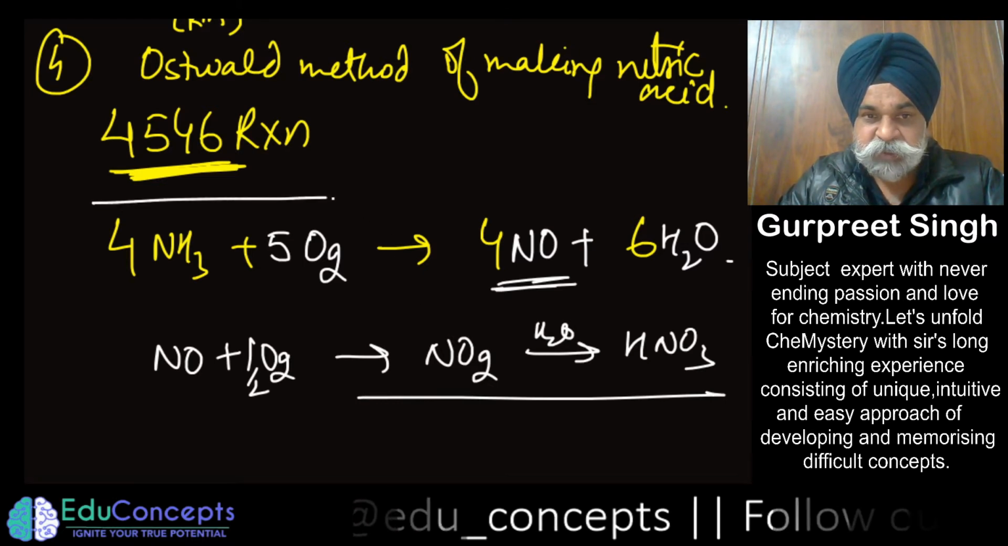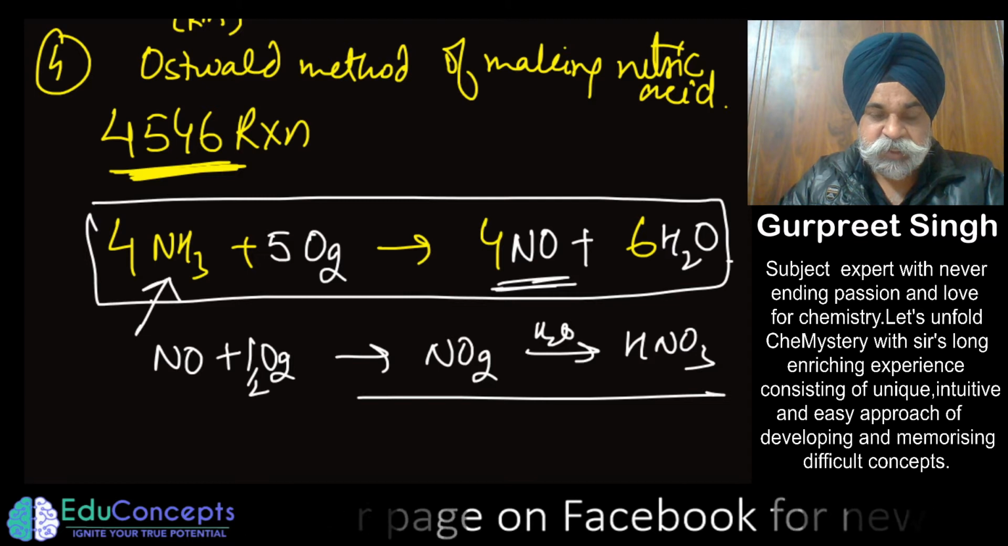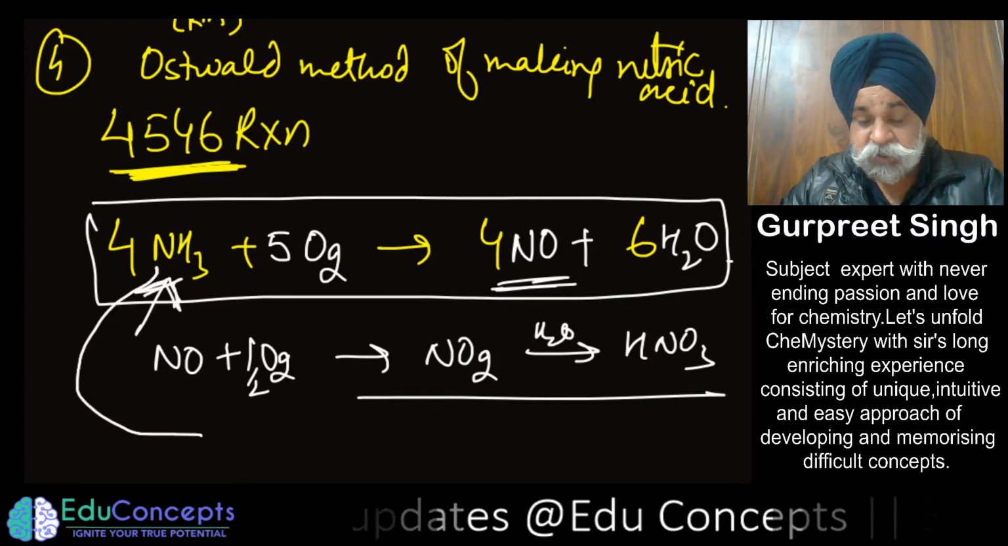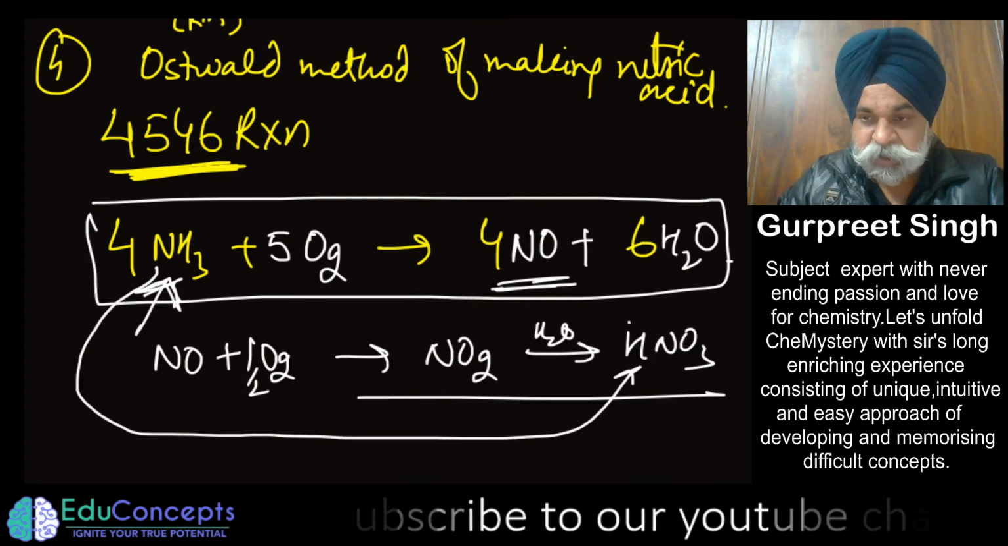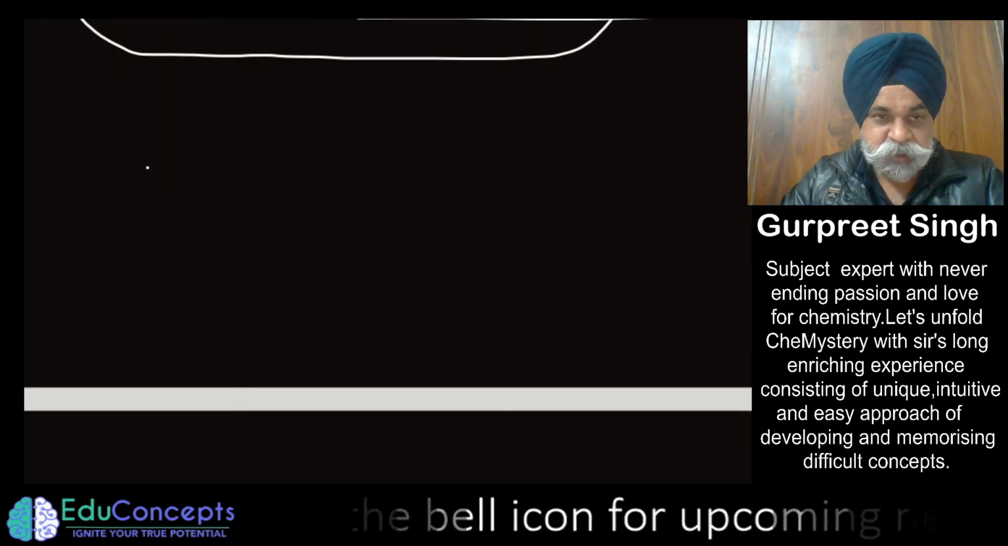But for this particular reaction, the starting material is ammonia, and this ammonia is converted by a number of steps into nitric acid. So this also is a very important and very popular use of ammonia. So this is the fourth method, the fourth preparation.